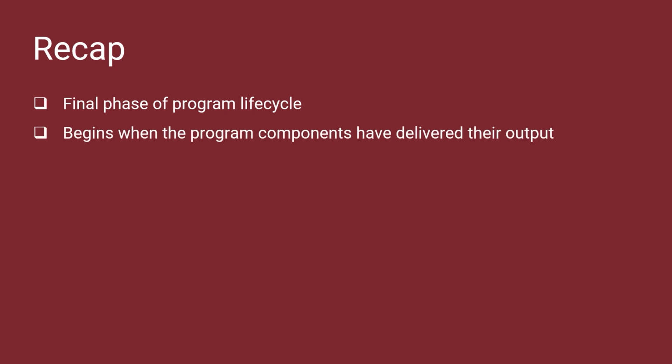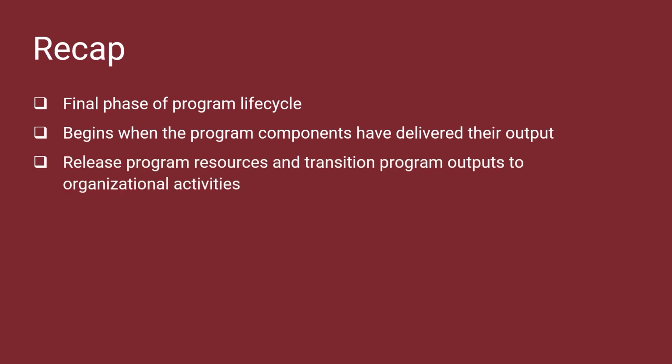The program closure phase is the final phase of the program lifecycle. It begins when the program components have delivered their output and the program has started providing its desired benefits. The goal of this phase is to release all program resources and transition any remaining program outputs and assets to ongoing organizational activities. In this video, you learned about the key activities that must be performed to end a program successfully.